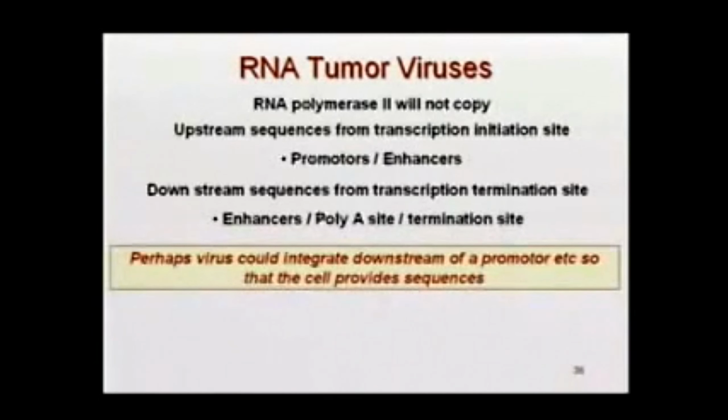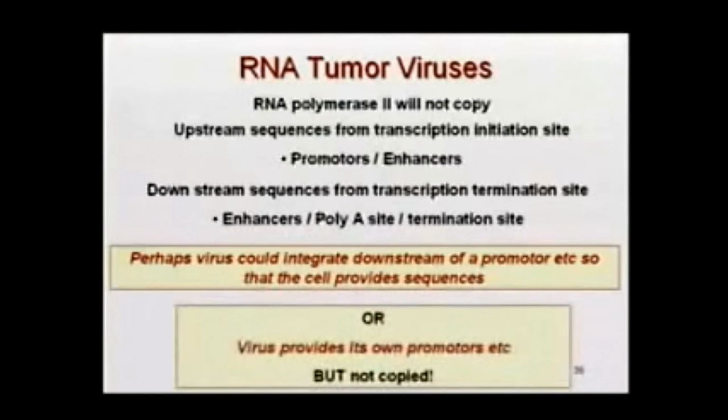So, maybe the virus could integrate itself somewhere in the chromosome so that it was downstream from an RNA initiation site, downstream from some enhancers, etc., downstream from promoters, upstream from enhancers, etc. That would be a pretty tall order to do, to get in there, but on the other hand, it might be possible. Alternatively, the virus could carry in its RNA form those promoters, enhancers, and all the other good stuff that a gene needs, but then it said not copied.